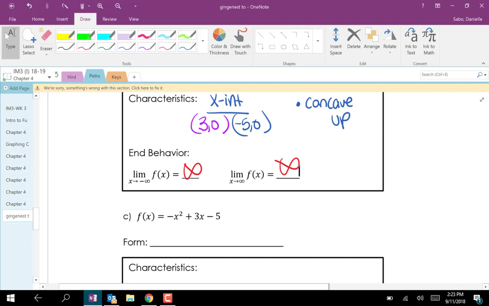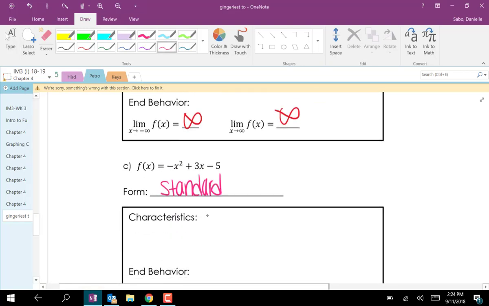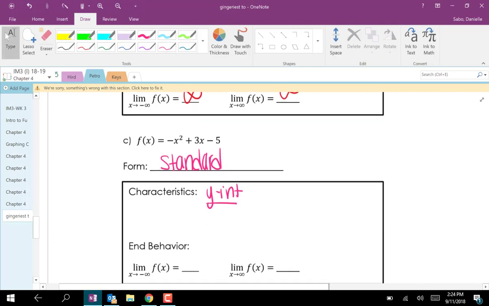Okay, what form are we in for C? Very good, standard. Standard form is usually the one where people get confused because they don't remember what is available. But what is available is our y-intercept, and that can always be found at the number. What is our y-intercept? Not 3. It's 0 something. Negative 5. Good.